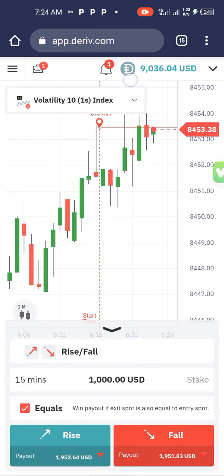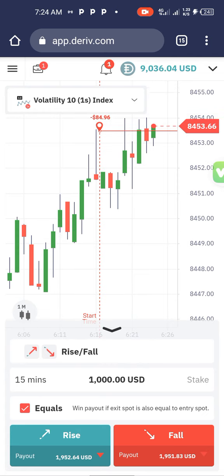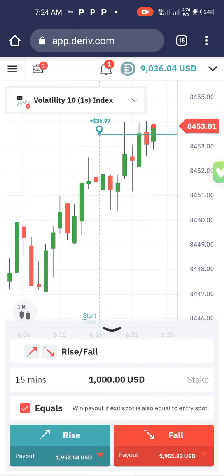First of all, you can fund as low as $1. The beautiful thing about this is that you can trade with it as low as, I think, 50 cents. Yeah, 50 cents. You can trade it as low as 50 cents. So ensure that your account is funded with as low as even $1.